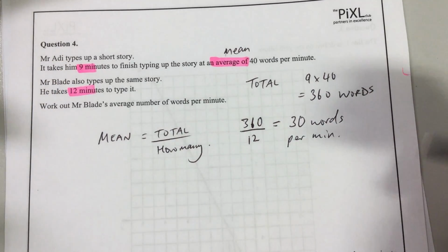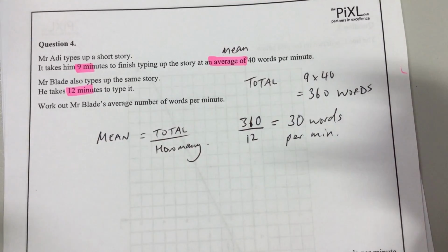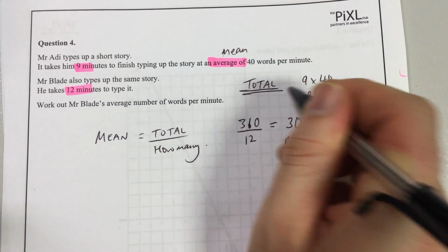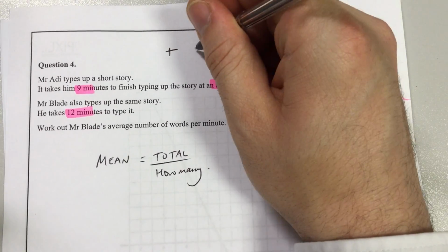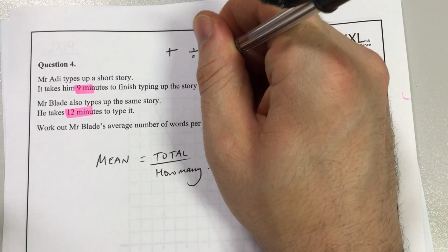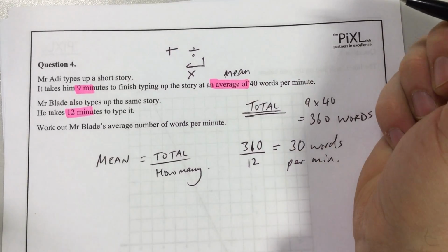So it's a reverse mean. You multiply to start with on the reverse means. It's all about finding the total. So the mean you normally add, then divide. The reverse mean is that you're going to multiply first.